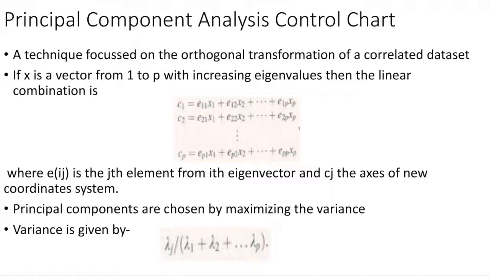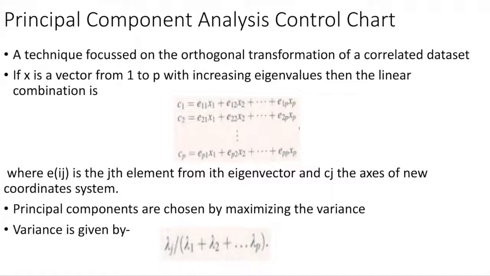So here comes the last multivariate control chart, which is the principal component analysis control chart. PCA is a multivariate technique focused on the orthogonal transformation of a correlated dataset to obtain linear combinations of variables, which are known as principal components. The main aim is reducing the dimensionality. For this, x is a vector of p quality characteristics, and we have the eigenvalues in decreasing order, lambda 1 greater than or equal to lambda 2, down to lambda p.